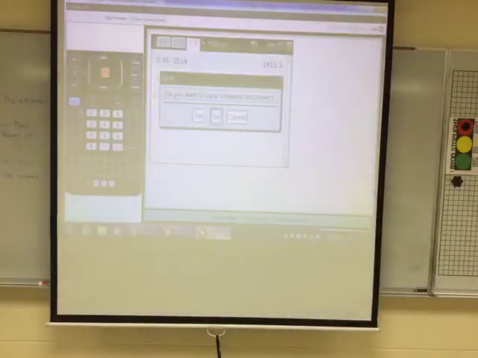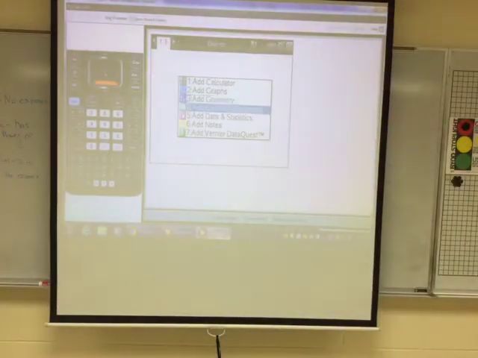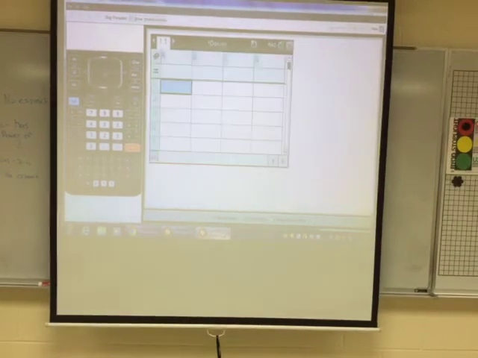So back to my calculator. I'm going to start over. So I'm going to add a lists and spreadsheets page. So I have x, and then b is f of x. I could type in f of x, or another way to say f of x is y. So my x values, I have negative 3, negative 2, negative 1, 0, 1, 2, and 3. And then my y values, I have negative 4, negative 1, 2, 5, 8, 11, and 14.